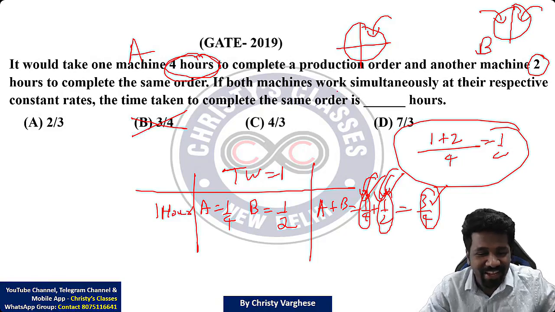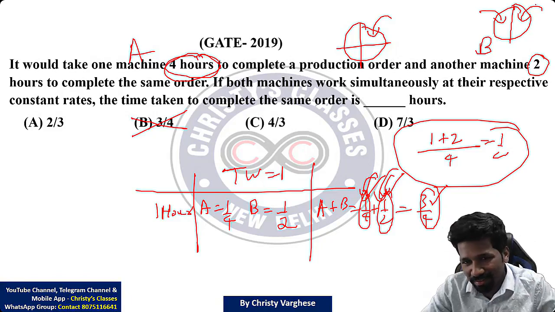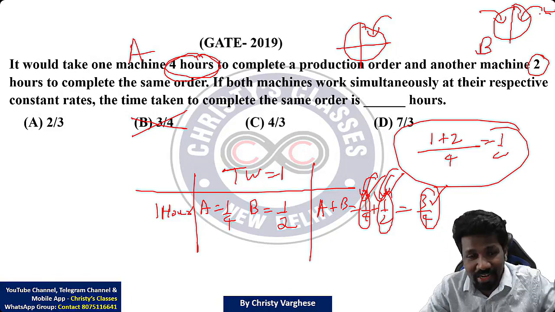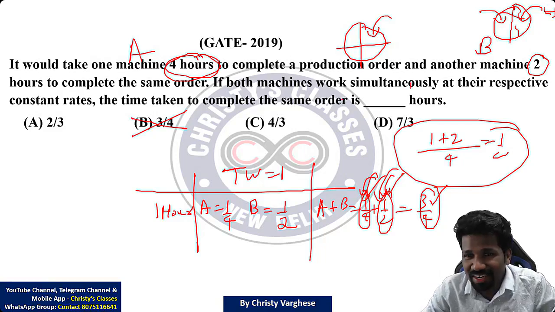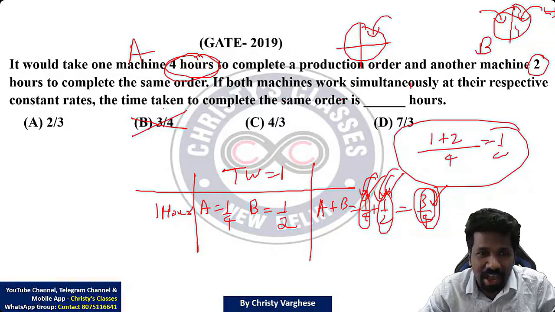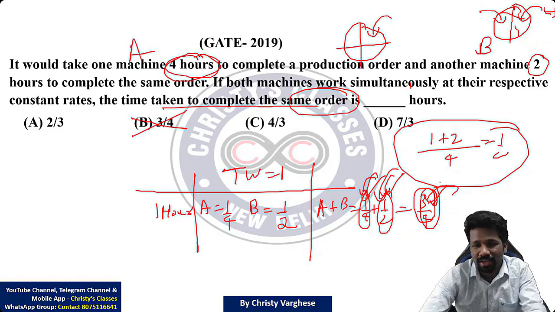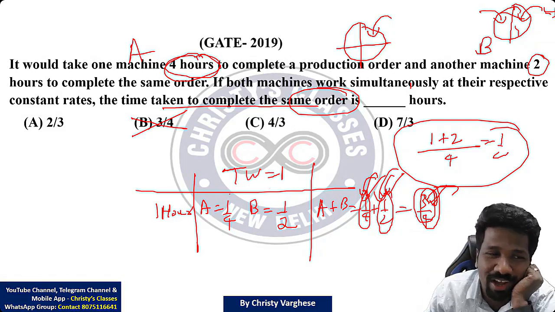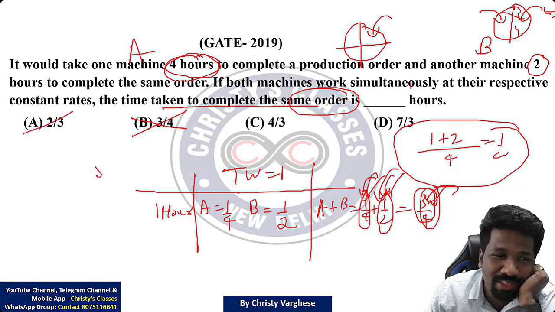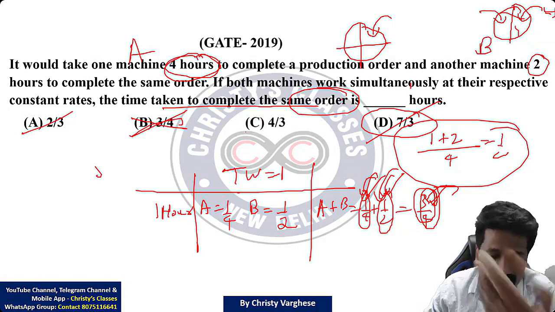What is 3/4? The amount of pizza they will eat in an hour. That is called work done. The question is not asking how much work is done in an hour. If that was asked, 3/4 work is done, that would be the answer. The question asks how much time is needed to complete the order. Here only 3/4 of the work was completed in 1 hour, so the answer will be a little more than 1 hour. In the options, this is less than 1 hour, this is also less than 1 hour, this is more than 2 hours. We do not need more than 2 hours.